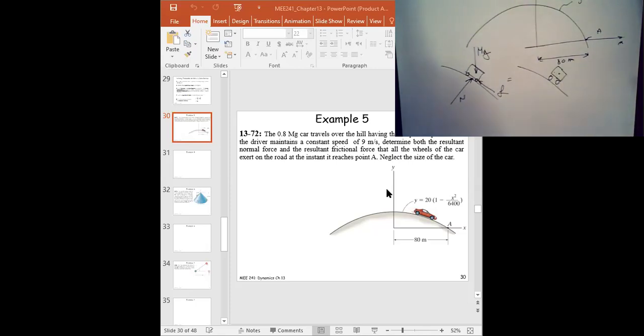Could there be any other acceleration that we have, or are we good here? Normal acceleration, exactly. Why do you have a normal acceleration? Because the velocity vector is changing direction, right? You're moving on a curved path, right?